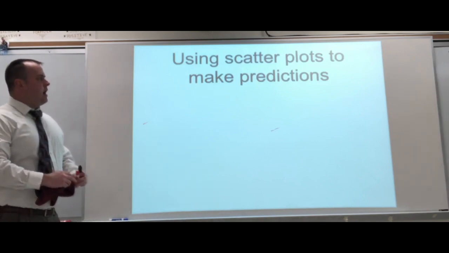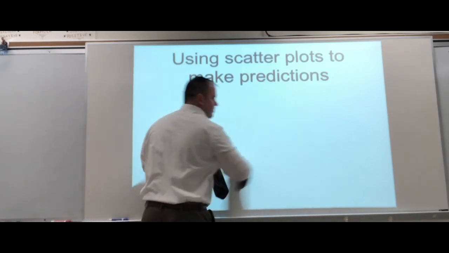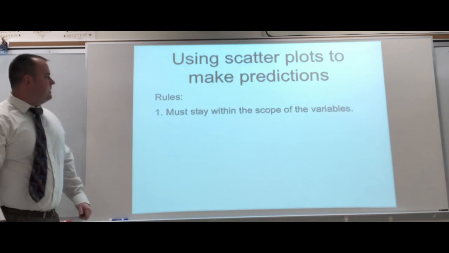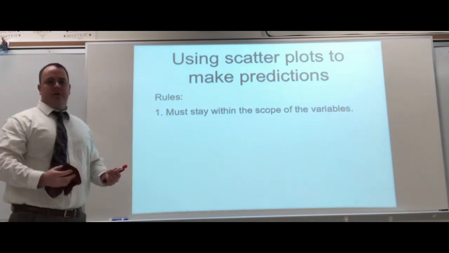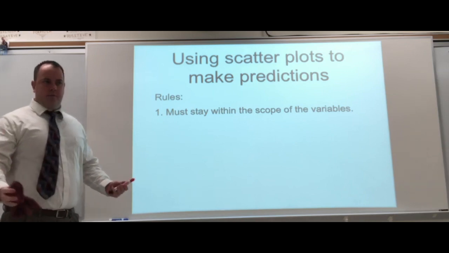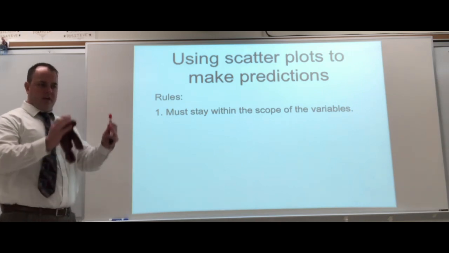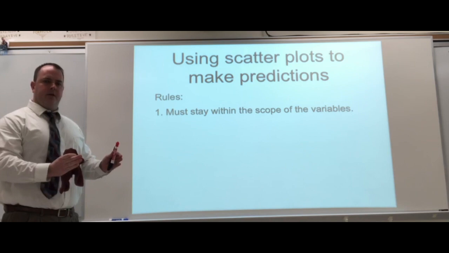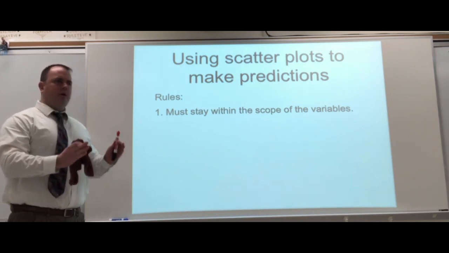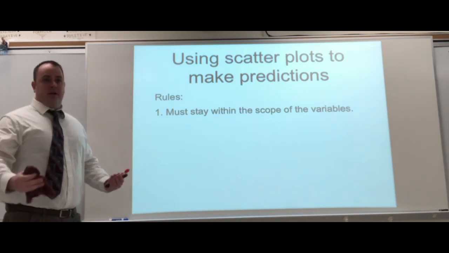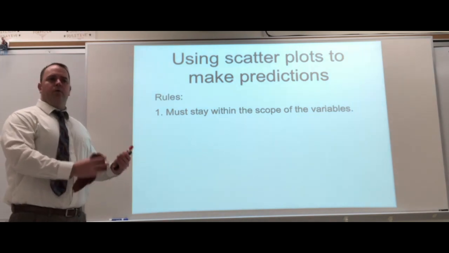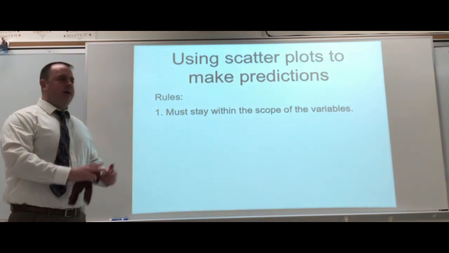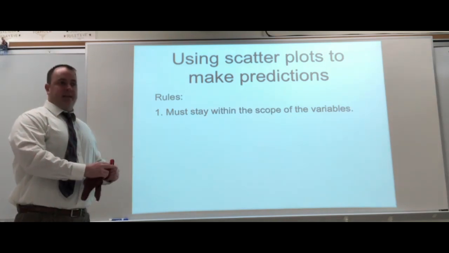Now, using a scatter plot to make predictions. You must stay within the scope of the variables, meaning you don't want to get too far away from your data. When we start looking at examples, you'll see there's a range that you should be able to make predictions for. When you get far away from that range, your predictions become less valid. Things change, and you only really want to look at the data that you have, and your prediction should fit that data.